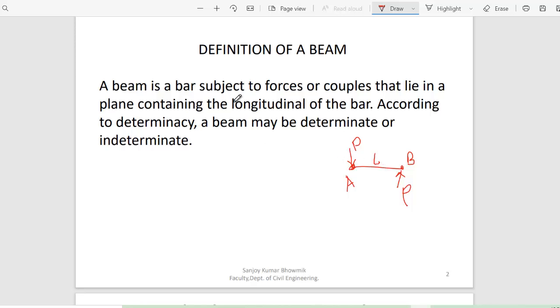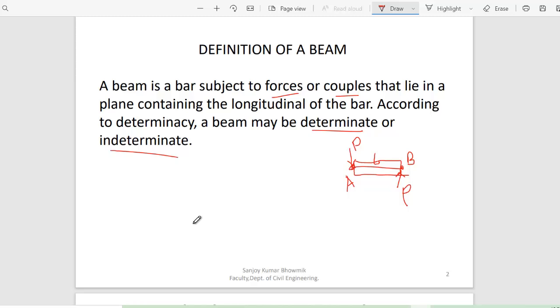So a beam is a bar subject to force or couples that lie in a plane containing the longitudinal axis of the bar. So it usually lies in the longitudinal direction of the bar. Sorry, the load actually. If you consider this is a beam, the loads you can see are perpendicular with respect to the longitudinal axis of the bar. According to determinacy, a beam may be determinate or indeterminate.